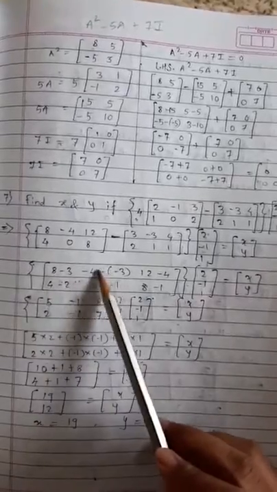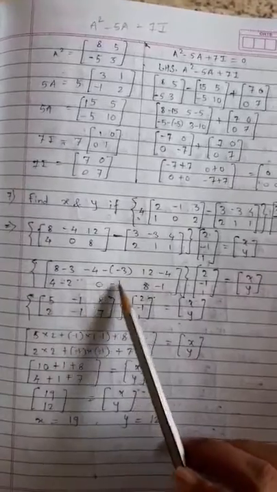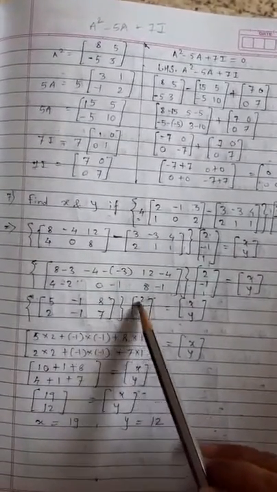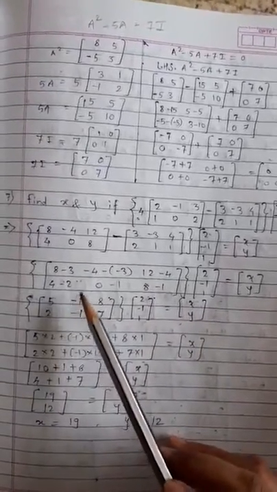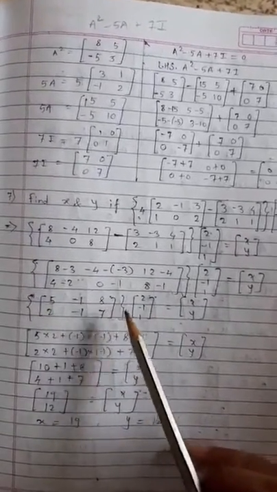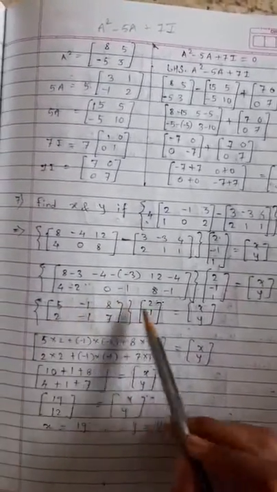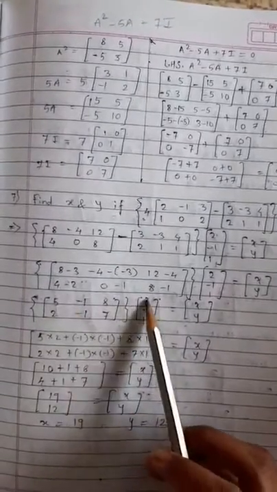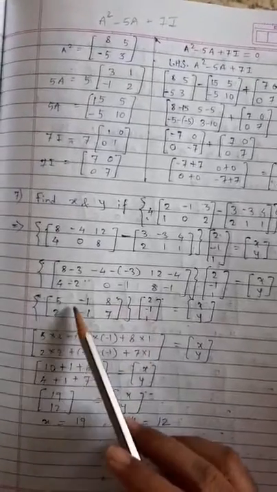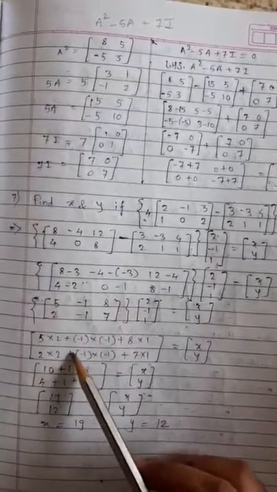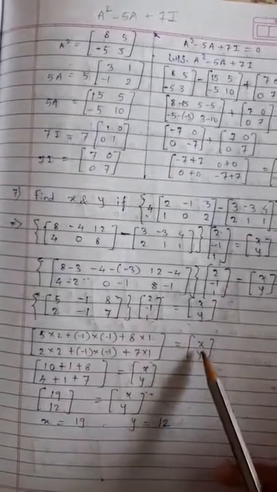8 minus 3 is 5, minus 4 plus 3 is minus 1, 12 minus 4 is 8, 4 minus 2 is 2, 0 minus 1 is minus 1, 8 minus 1 is 7, and 2 minus 1 is 1 as it is, equal to xy. Now we will do the multiplication of these two matrices. So first row, first column, 5 into 2 plus minus 1 into minus 1 plus 8 into 1, 2 into 2 plus minus 1 into minus 1 plus 7 into 1 is equal to xy.